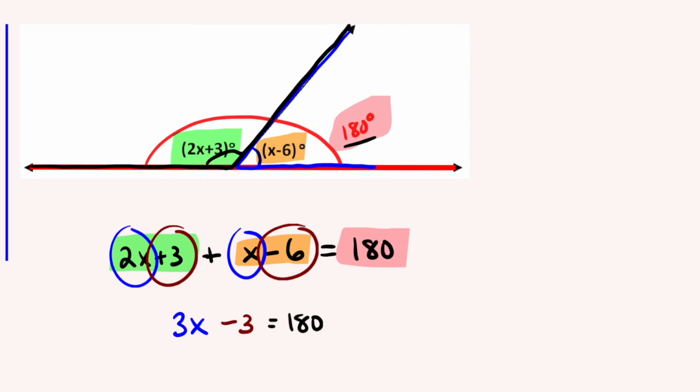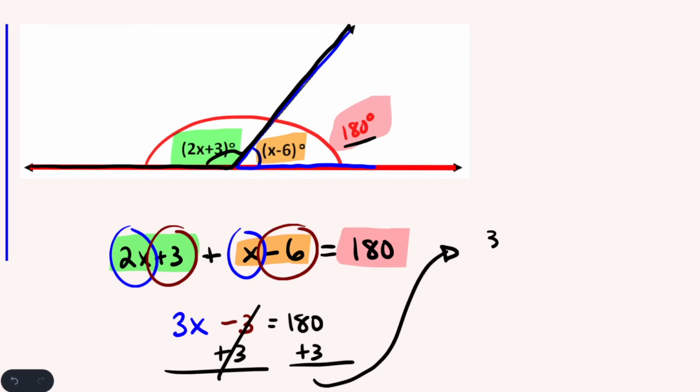We will add 3 to both sides, which will get rid of the minus 3 on the left side. And when we do, we get 3x equals 183. 3 and the x are being multiplied, so to undo that, we'll do the opposite, which is divide. Divide both sides by 3. And if we type this into our calculator, we get x should be 61 degrees.